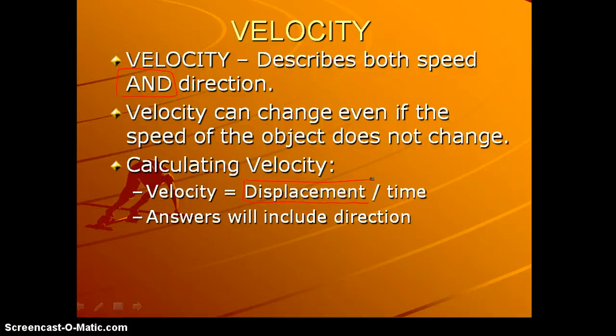Displacement can be a different number if you remember back to our previous notes. Displacement is a straight line path from point A to point B. That can be a very different number than the distance that was traveled. Your answers will include direction, so you have to make sure that you have that in there as well. And the units will be similar. Meters per second, kilometers per hour, or miles per hour as some examples.